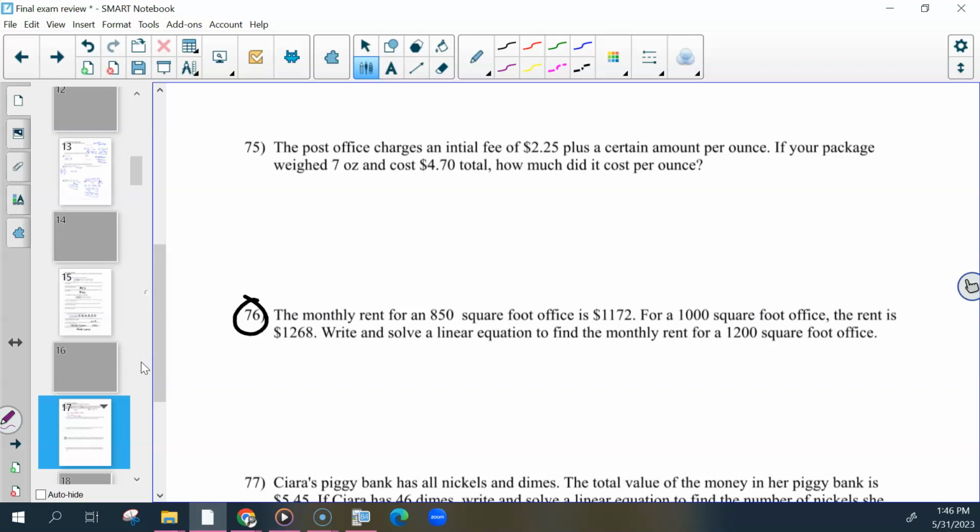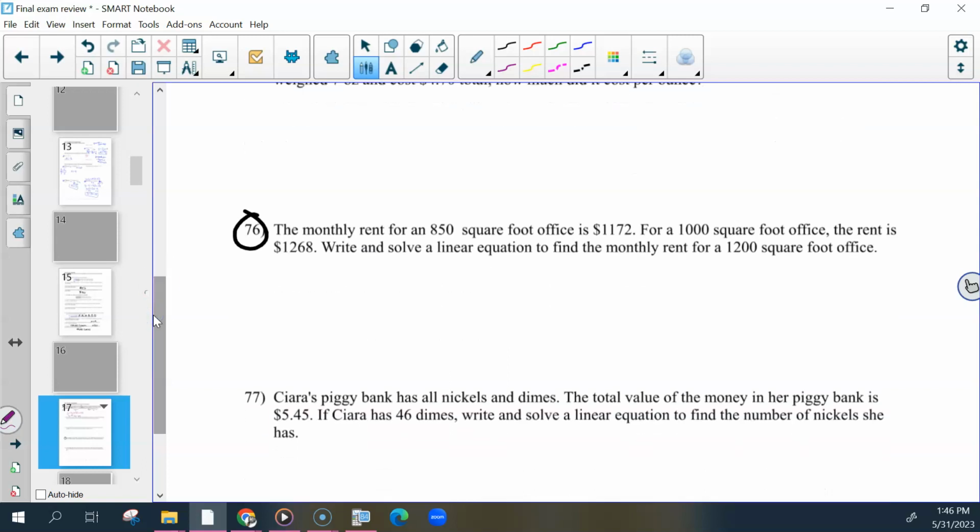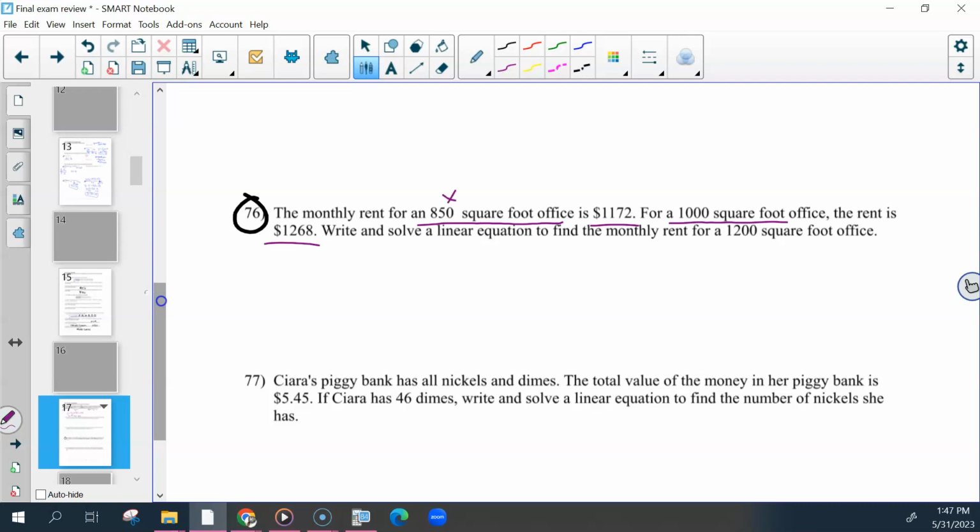Alright, 76. This one you could do in the calculator, or you can do by hand. It's really your choice. So, important information, we have this 850 square foot is 1,172. 1,000 foot is 1268. These are inputs and outputs. They are not slope and y-intercepts, because for every input, we get a different output.